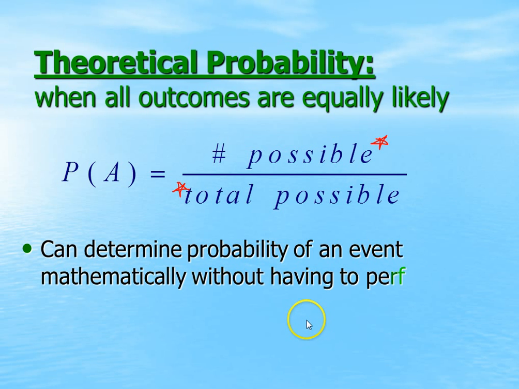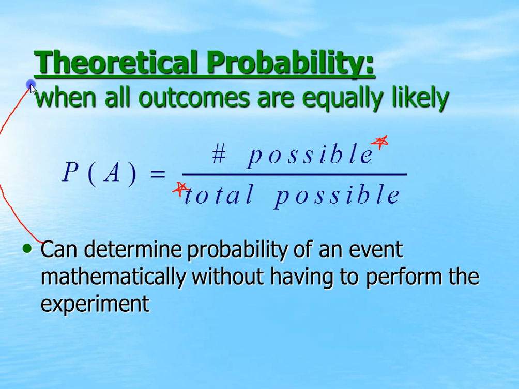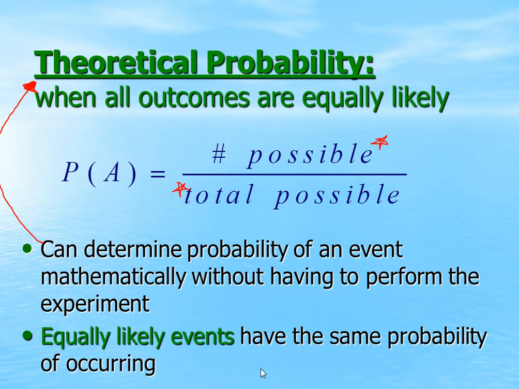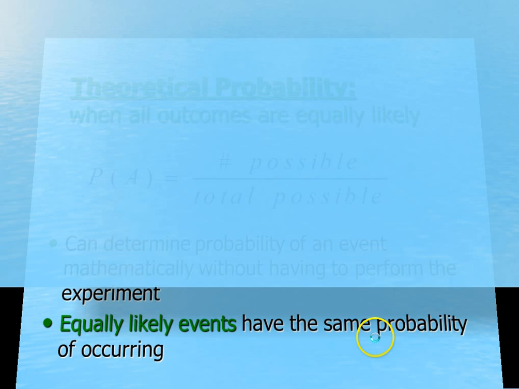Now, you can determine probability of an event mathematically without having to perform the experiment. And that is exactly why this is called theoretical, okay? Based on theory. Theoretically, what should happen? Which means they are equally likely. You're not actually dropping the dice yourself or tossing the coin yourself. So everything is equally likely when you're talking about theoretical.